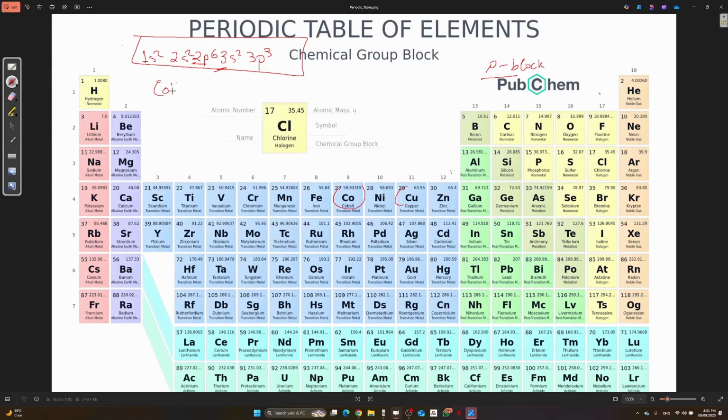So cobalt, you want cobalt. We start here. 1S2. Is there anything left here? No. Next row. 2S2. Continue. 2P6. Remember, we're going down to cobalt. Then we go down. Again, we finish from the P's. 3S2. Continue. So 3P6. We reach the fourth level now.